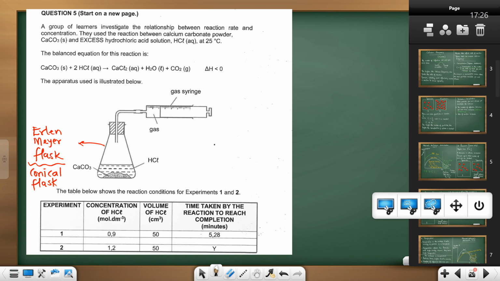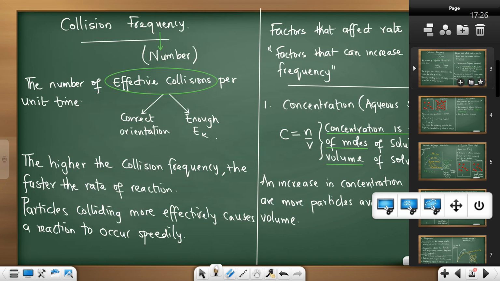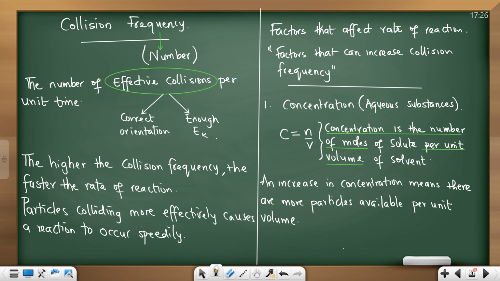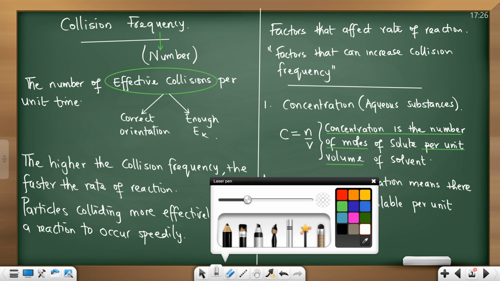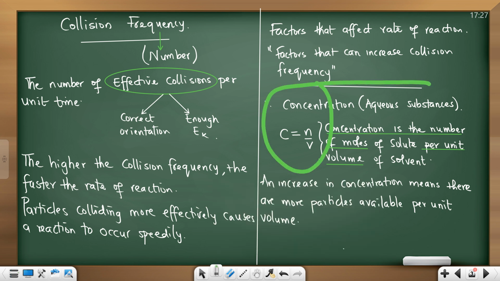Where is my concentration note? There we go. All right, quickly everybody, the one on the right, I'm just going to read through. Concentration is the number of moles per volume. An increase in concentration means that there are more what? Particles available per unit volume.